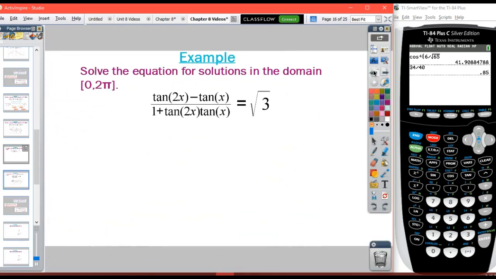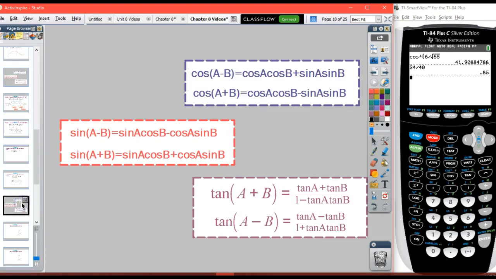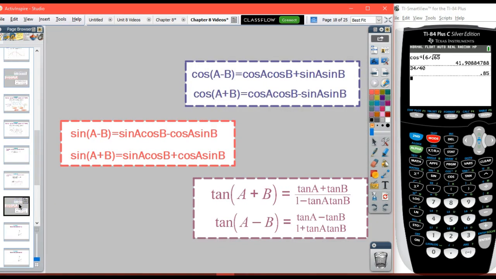So right away to start, there isn't a way that I can get x alone as this is right now. And so if you think back to the sum and difference identities that we were looking at in class, this resembles one of them involving tangent. So I have a tangent of an angle minus tangent of another, over 1 plus tangent of the first times tangent of the second.